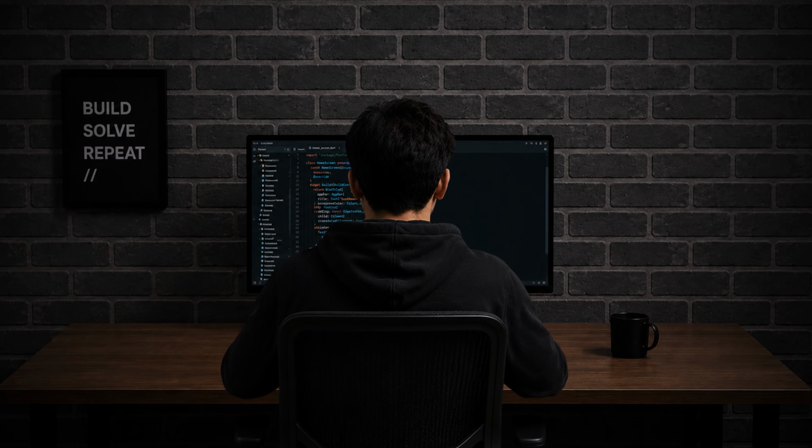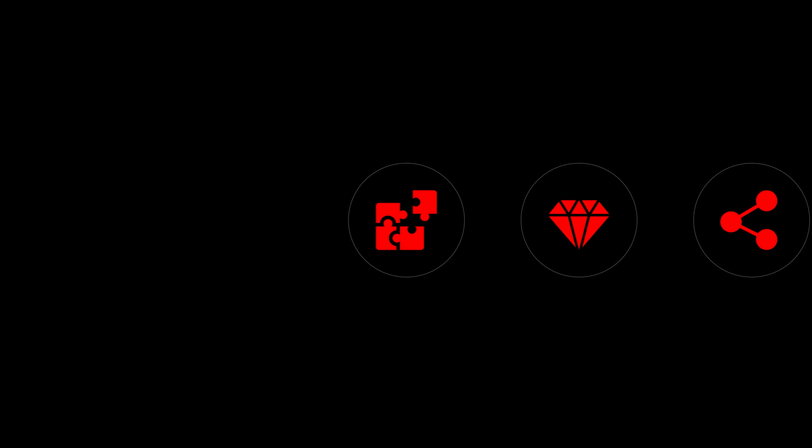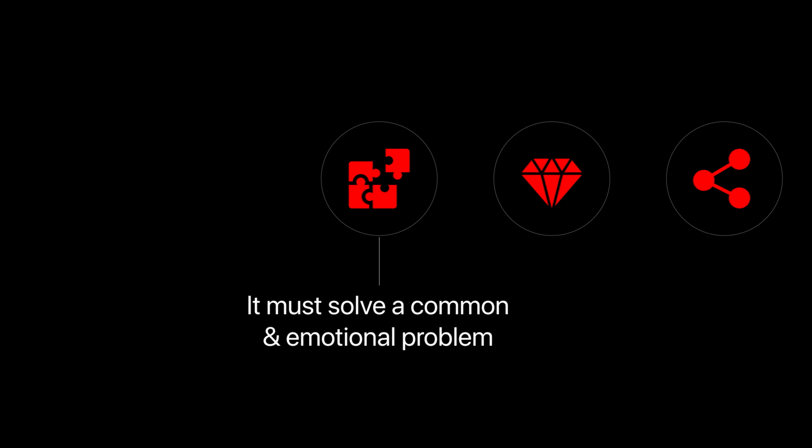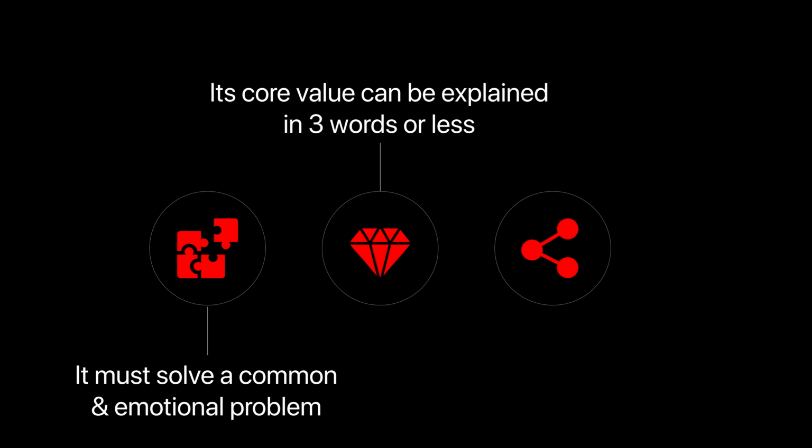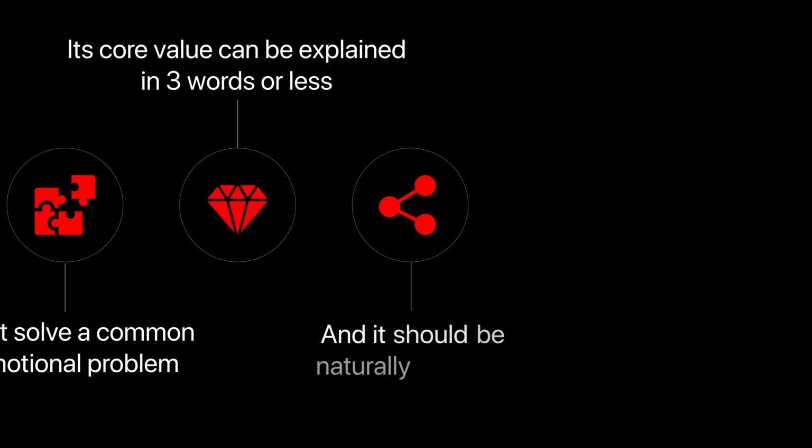And the most important thing to build a successful mobile app is making sure that it is a $1 million app idea. Because we're not just building apps for fun, we're building apps to make a lot of money from them. To make sure our idea has the potential to go viral, it has to follow these 3 requirements. 1, it must solve a common and emotional problem. 2, its core value can be explained in 3 words or less. 3, it should be naturally shareable.